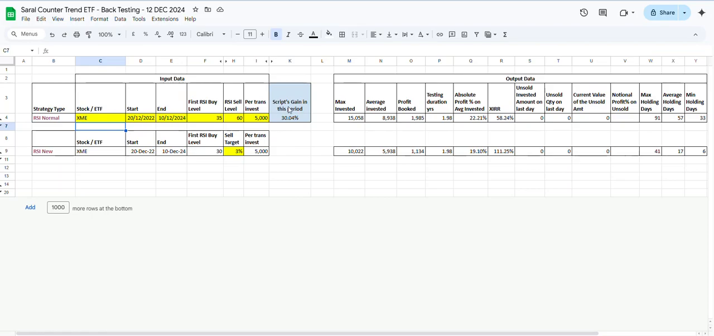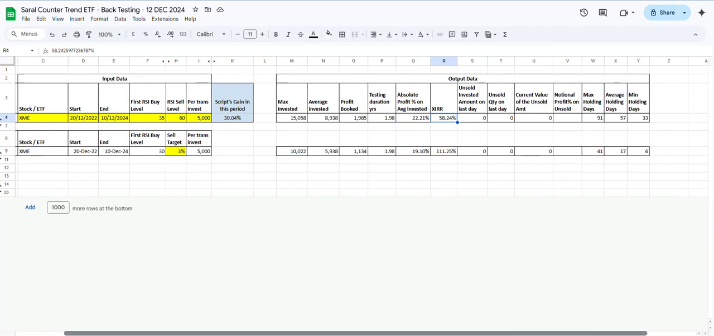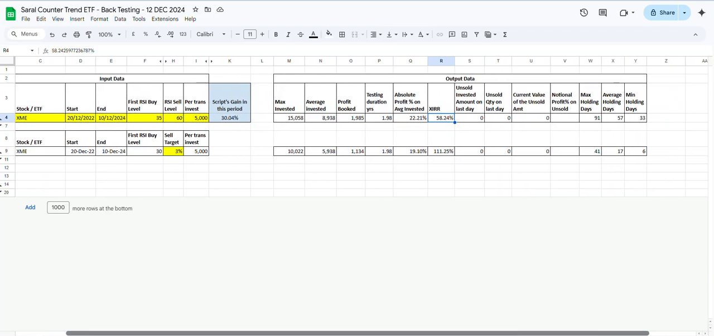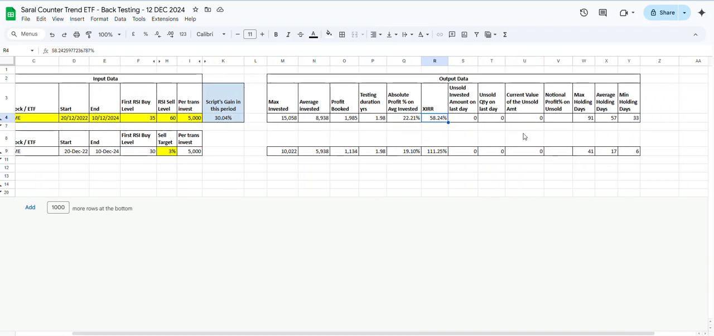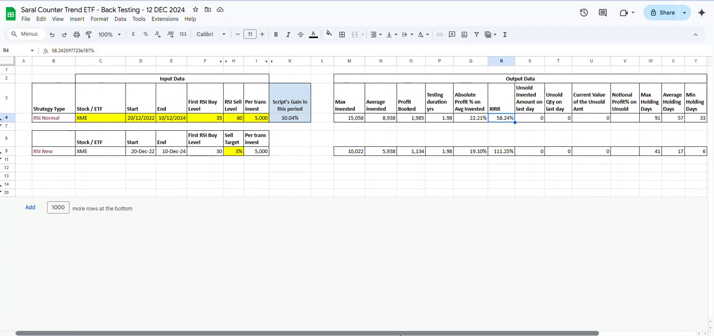Now if you see, the index gained 30% in the last 2 years, and the normal system gave us absolute returns of 22%, but an XIRR of 58%. XIRR is the annualized return that you made on your holding period. We had a maximum holding period of 91 days, average 57, and minimum of 33. In this system, there can be some loss-making trades also.